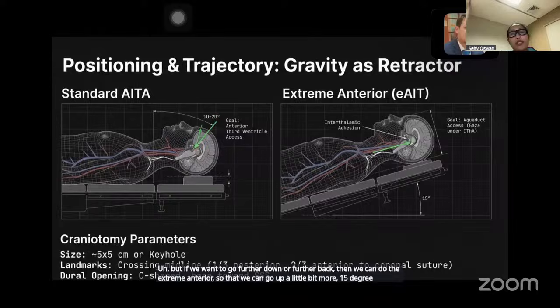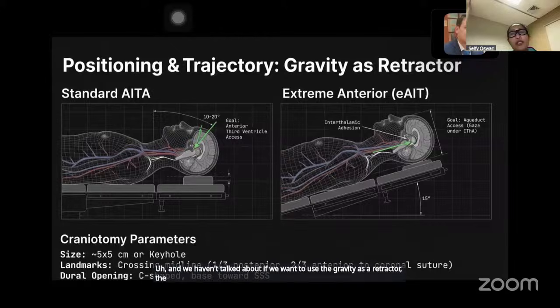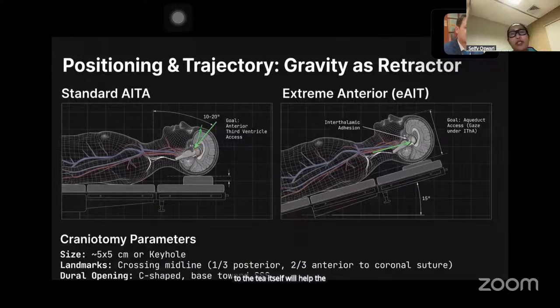This is for the patient in the supine position, and we haven't talked about if we want to use gravity as a retractor. The easiest way would be to turn the head to the side, which itself will help the hemisphere to be retracted. And the size of the craniotomy depends. Sometimes it's less than 5 × 5 centimeters.